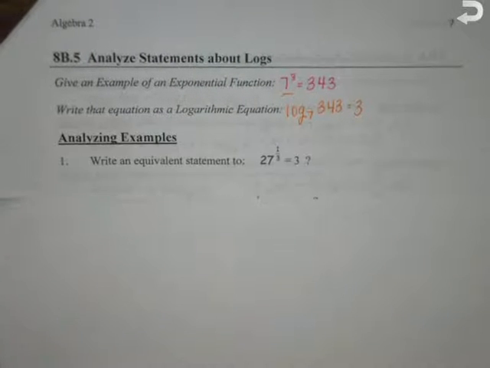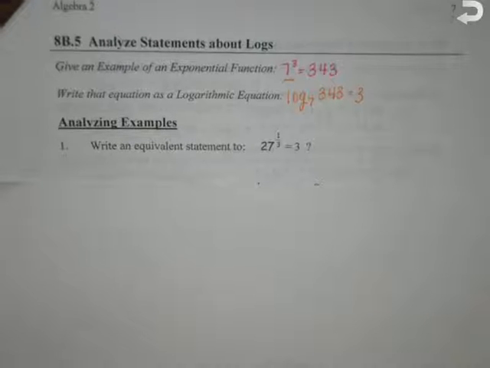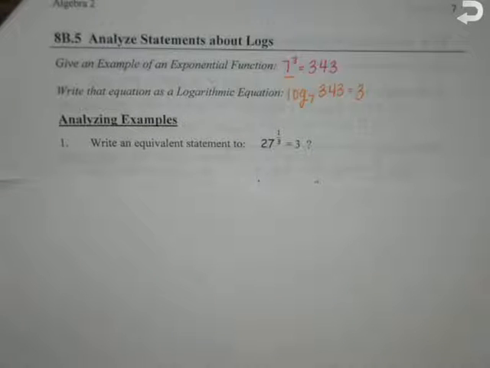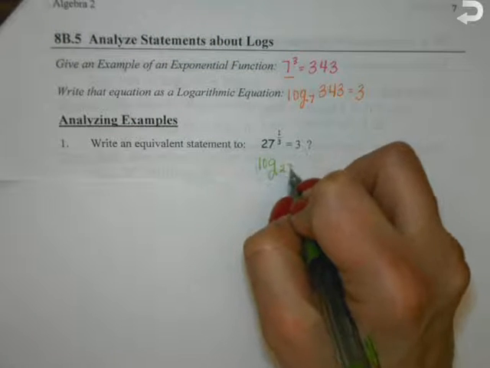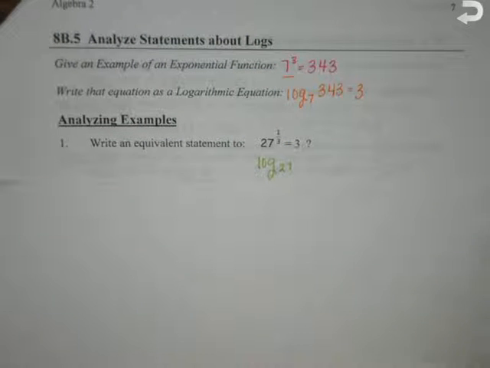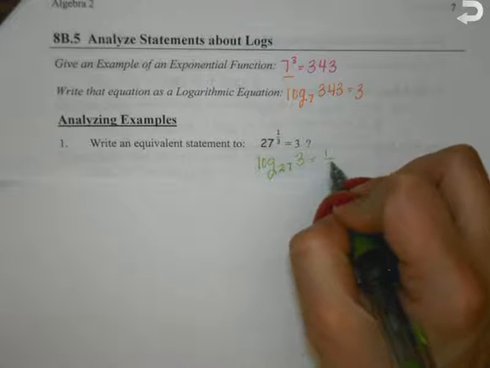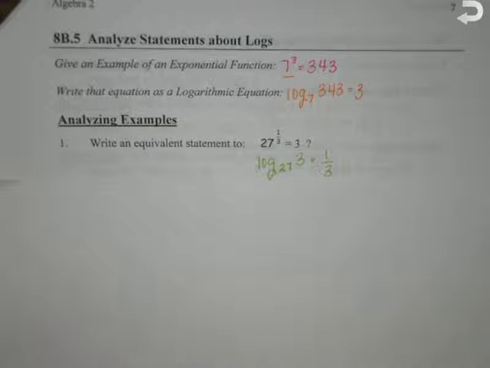So our first example, I want to write an equivalent statement to 27 to the power of 1/3 equals 3. So in this case, an equivalent statement of this exponential would be a log. So the equivalent to this exponential would be log base 27 of what? 3. Of 3 equals 1/3. Okay, so that's all we're doing, we're going back and forth writing equivalent statements.